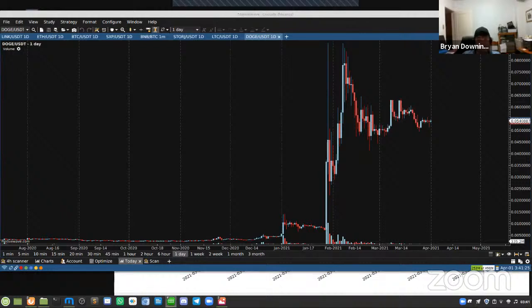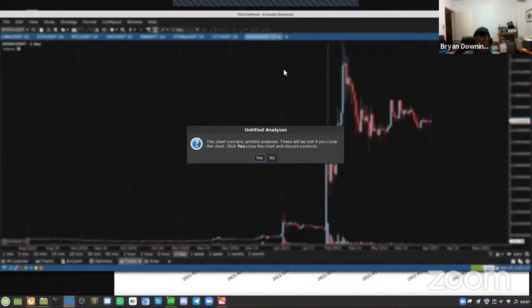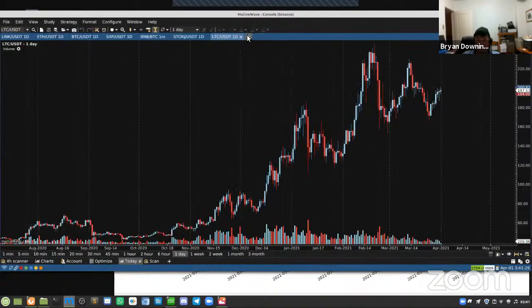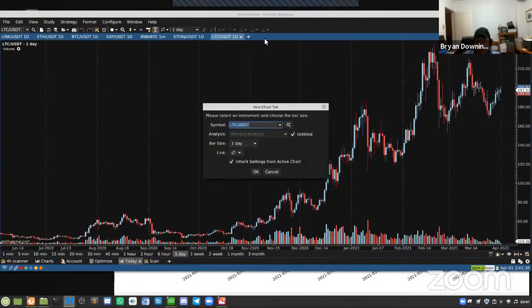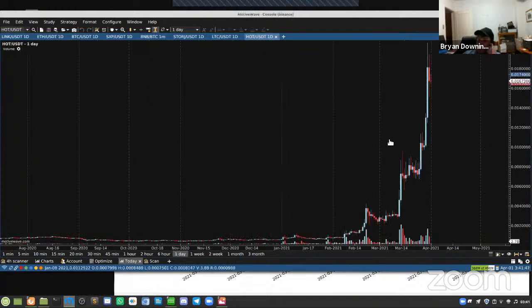Aave hot. Here's a new one. I haven't seen this in a long time. This one might be on the move. Seven positions. Hot. USDT. Definite winner 2 days ago. Look at that, that's pretty big.